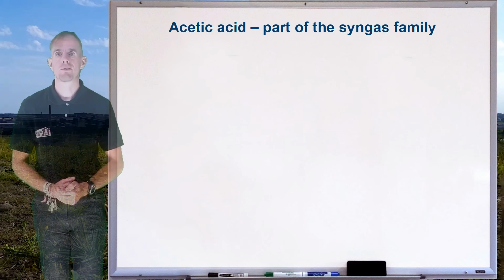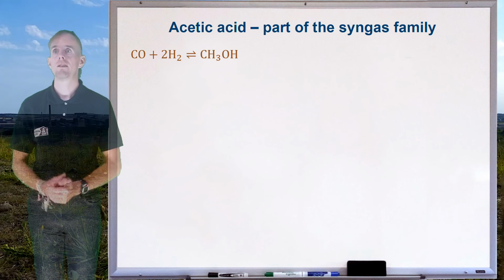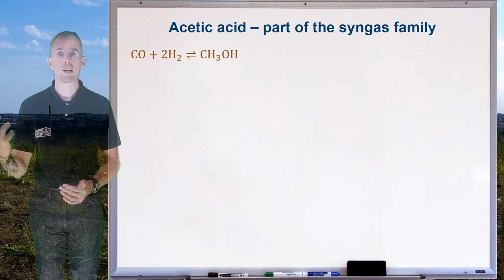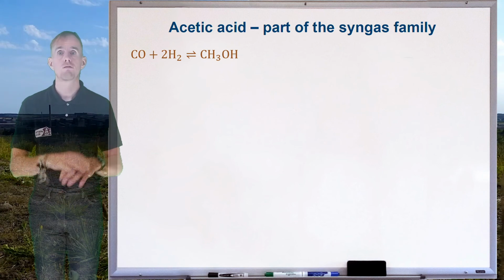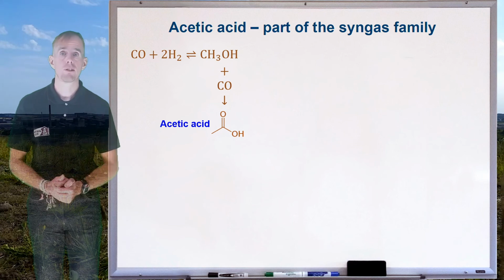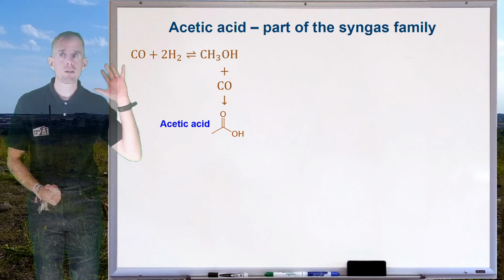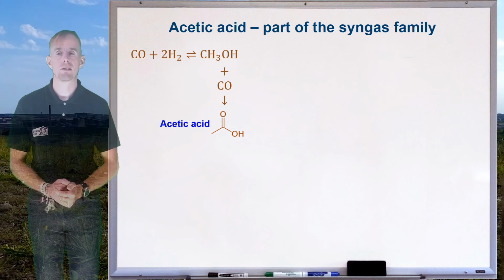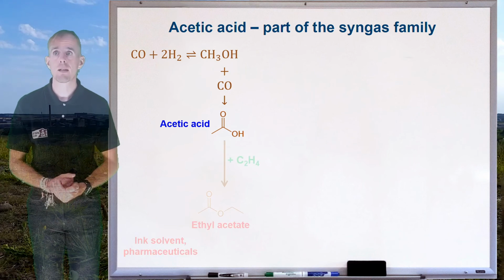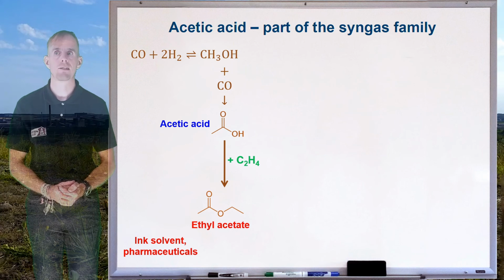Let's start by having a look at how acetic acid is made. So here on the whiteboard is the chemical equation used to make methanol. So synthesis gas, carbon monoxide and hydrogen, is traditionally used to make methanol, and that methanol is further combined with carbon monoxide to make acetic acid. This is not the only route through which acetic acid can be made, but it is by now by far the most popular route.